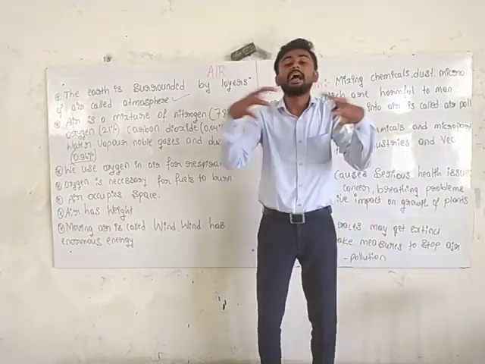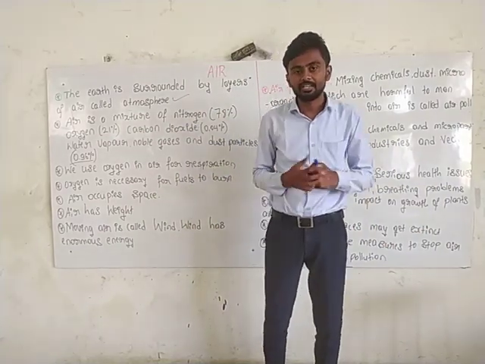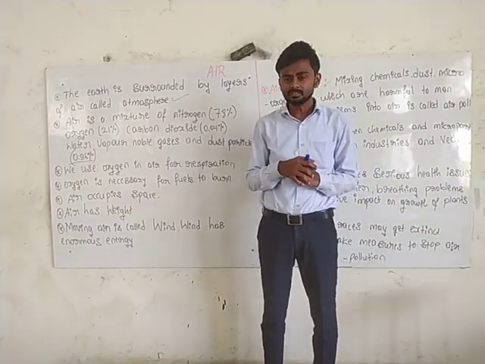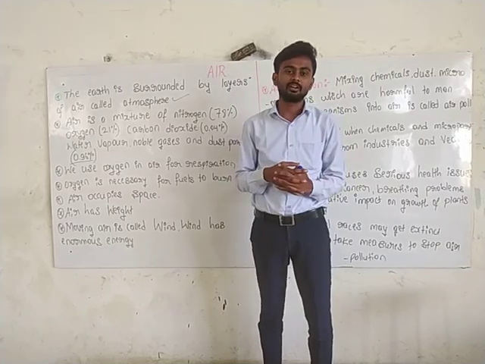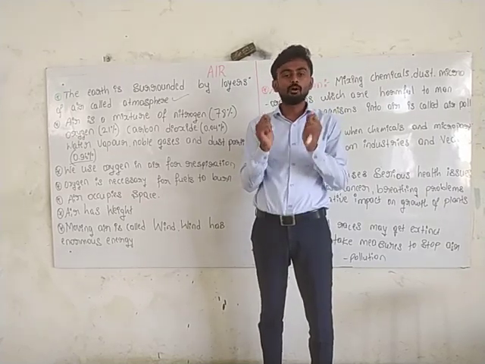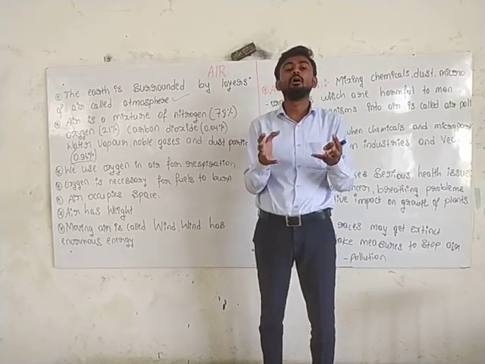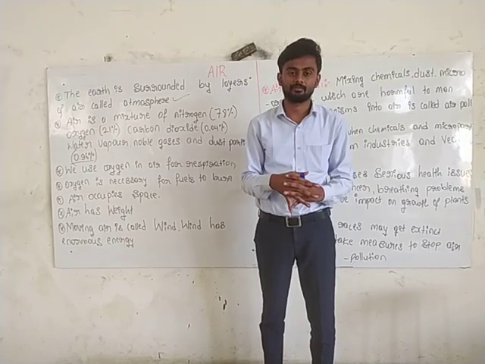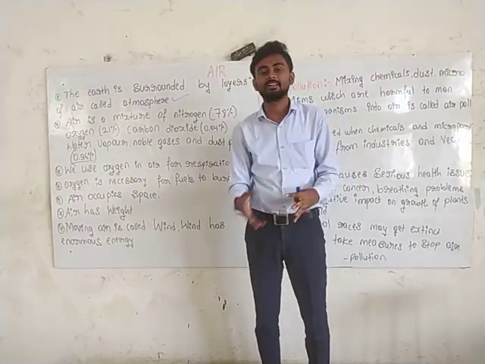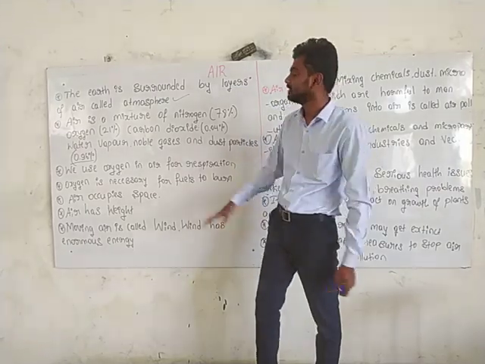The air occupies a space, and also air has a weight. Do you understand, students? For example, you have balloons. When you blow up the balloon, the balloon falls down. Why? Because the balloon has a weight. It means air has a weight.